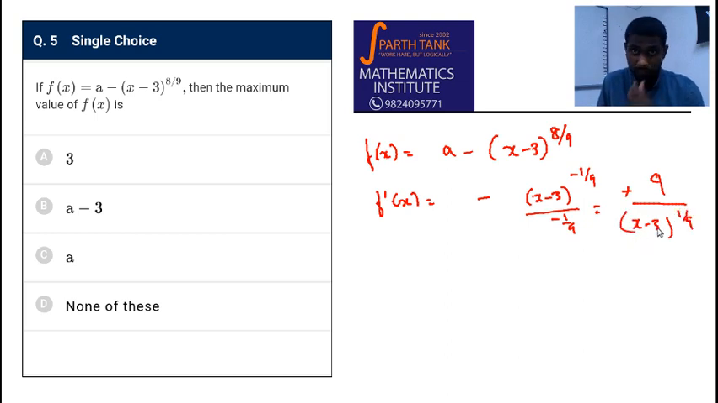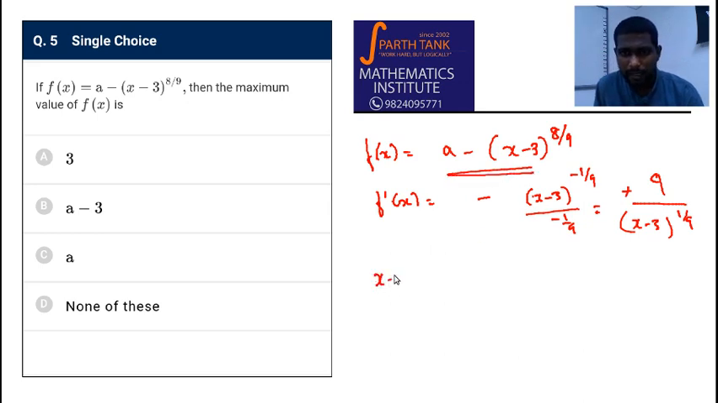Now this is a singular function. At x = 3, this is not defined. Therefore it's not differentiable, and it is not 0 at any particular value of x except at infinity. So we won't use this approach, rather just analyze this function a little bit.